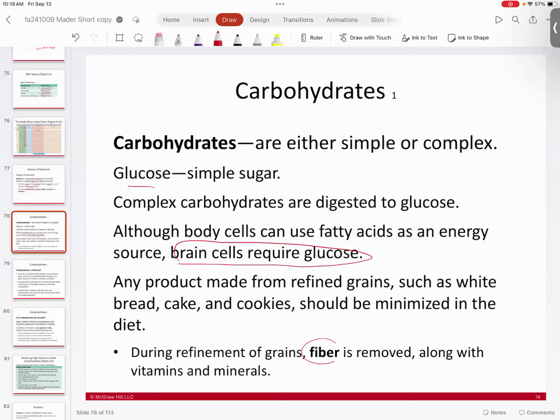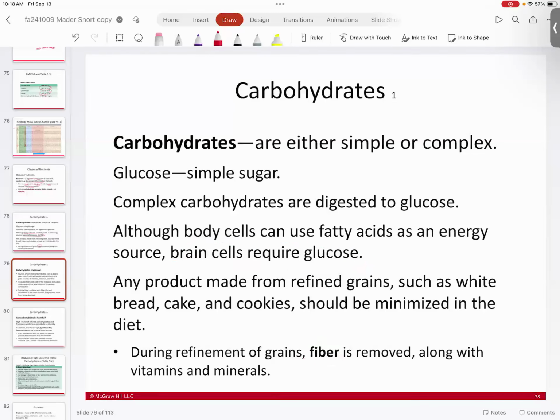And then fiber is typically good because, remember, fiber will help you clean out your colon. However, when you refine grains, like refined flour, they remove the fiber and the vitamins and the minerals. That's the reason why these processed flours are not really nutritious. Whole flour, with the fiber and the nutrients in it, is what you really want to go for.